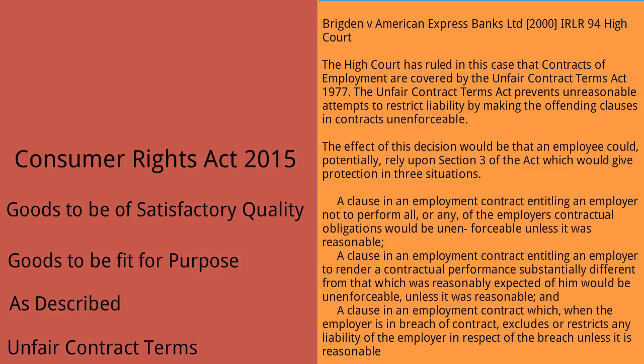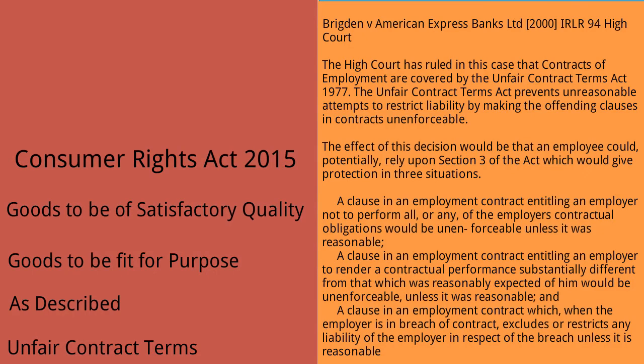Contract Terms Act 1977, and the Unfair Contract Terms Act prevents unreasonable attempts to restrict liability by making the offending clause in contracts unenforceable. So the effect of this decision would be that the employee could potentially rely upon Section 3 of the Act, which would give protection in 3 situations. 1, a clause in an employment contract entitling an employer not to perform all or any of the employer's contractual obligations would be unenforceable unless it was reasonable.